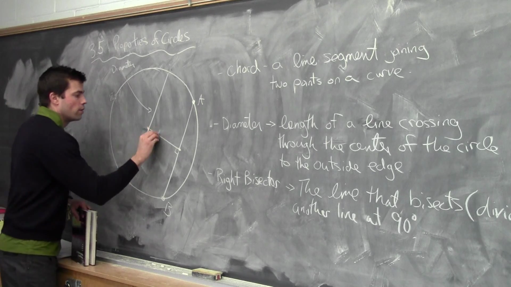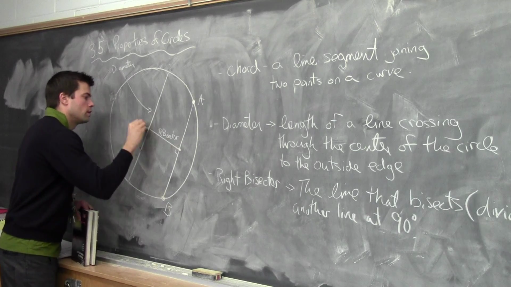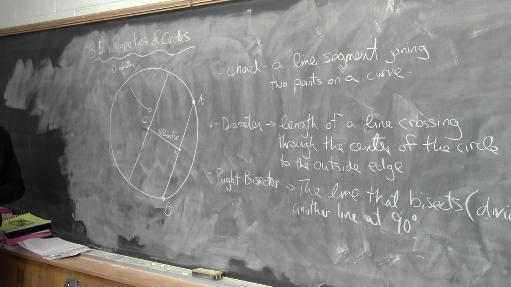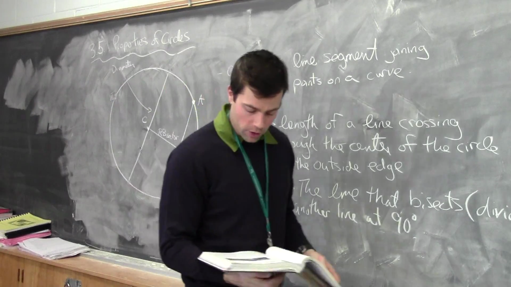Okay, so this is my right bisector. That's the center of my circle C. That's a 90 degrees. So what do we notice here? Dominic, what did you notice?